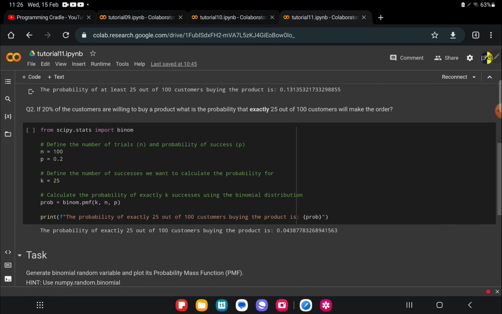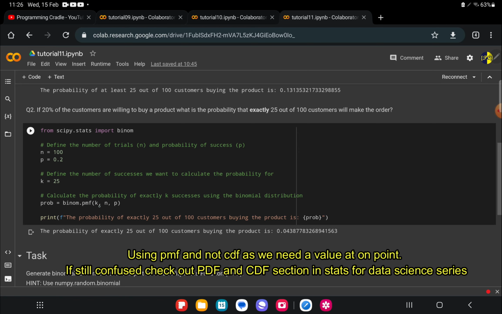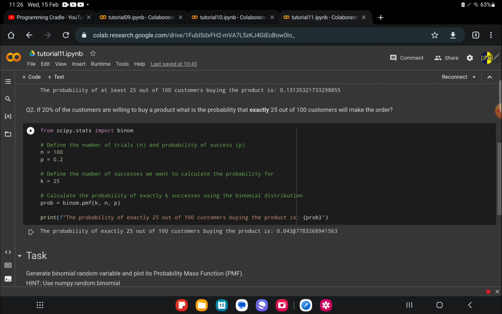Now for the second question, here you have, if 20% of the customers are willing to buy a product, what is the probability that exactly 25 out of 100 customers will make the order? Again, all the same values, but here you will see that I have just passed k, n and p, and we have got the value as 0.043. So that's how you can actually find the probabilities of any distribution, not just the binomial distribution. Instead of binomial, you can use normal distribution.